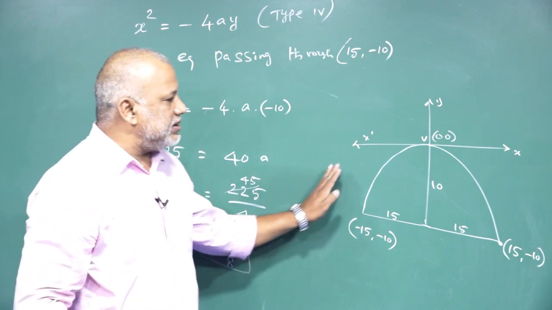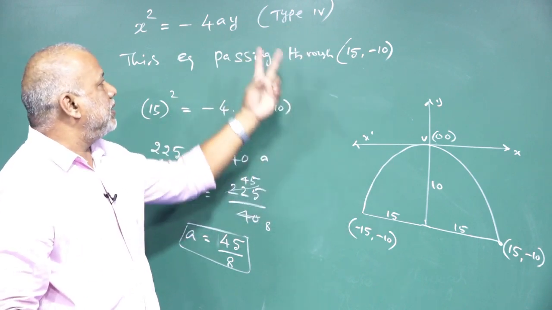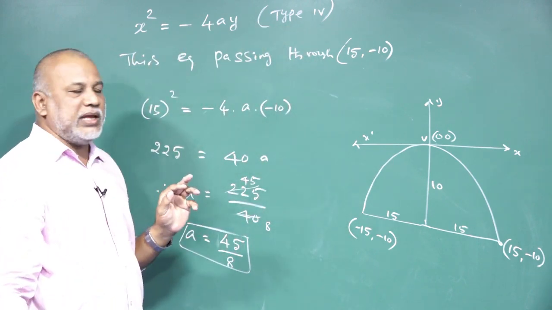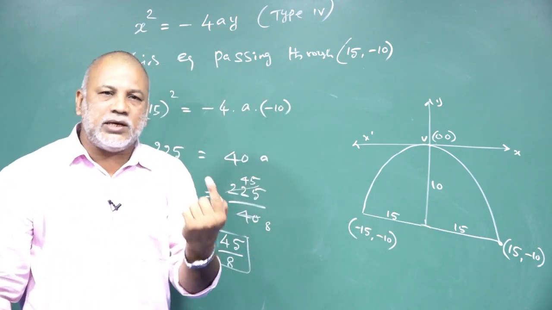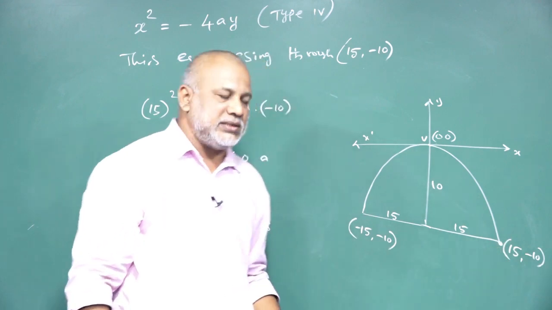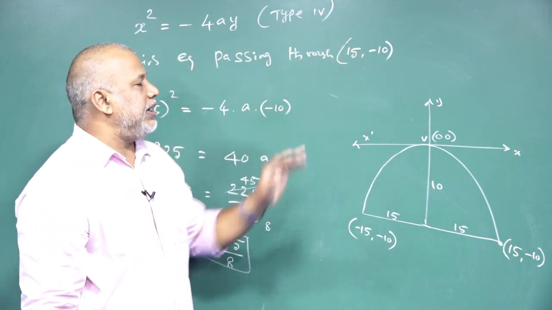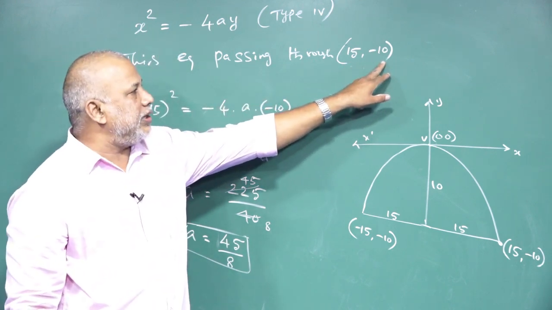Listen carefully. This is the parabolic diagram, open downward, type number 4. The equation is x squared equal to minus 4ay. This equation is passing through 2 points. We are selecting one point, 15 comma minus 10. You can select the second point also. Now I am using 15 comma minus 10. Substitute the data, the first data value x, the second data value y.